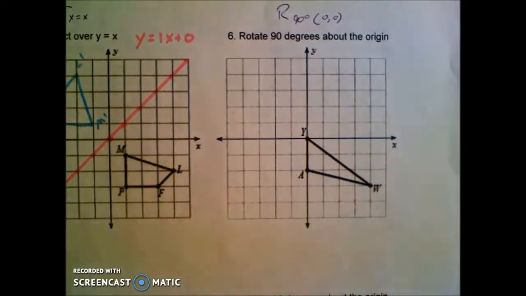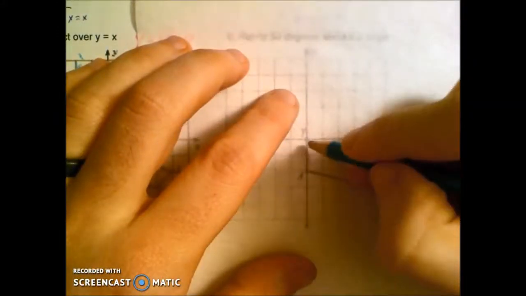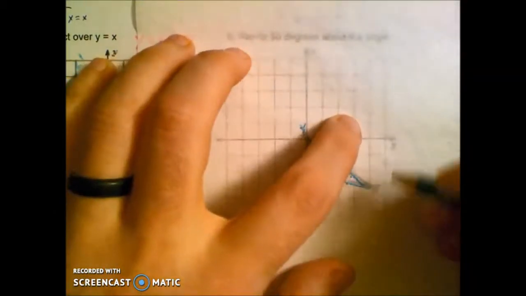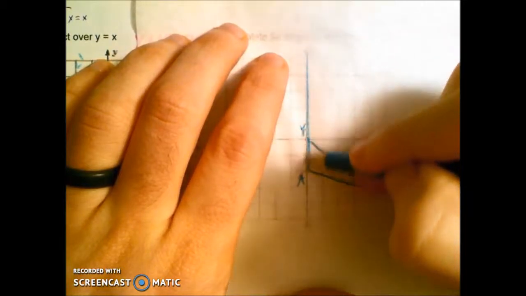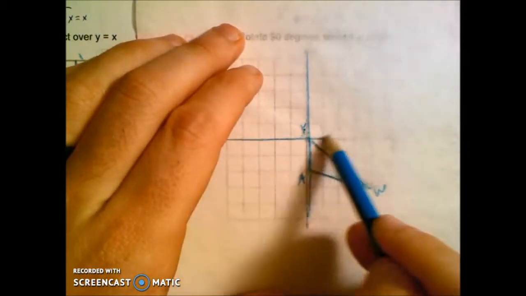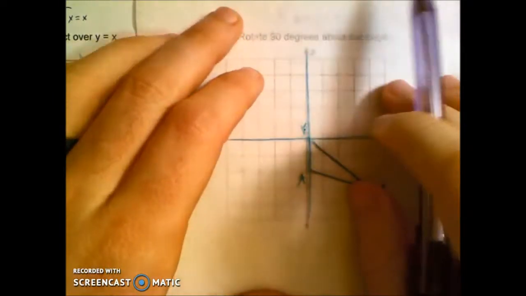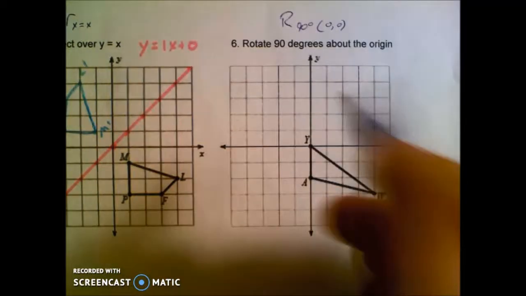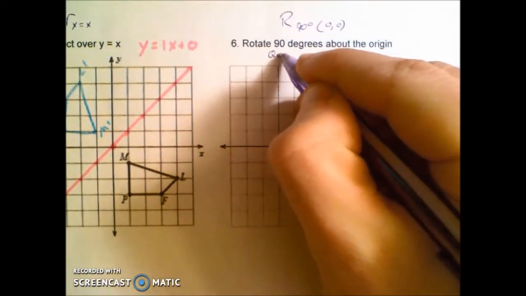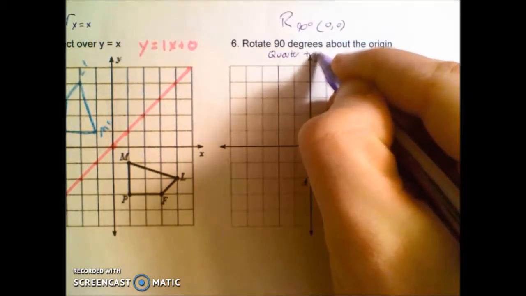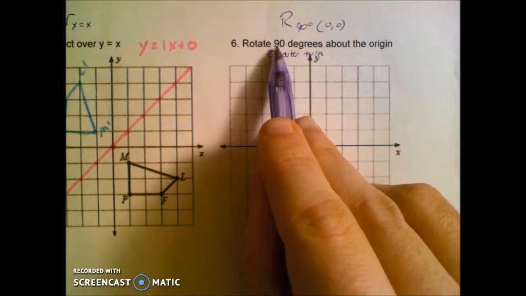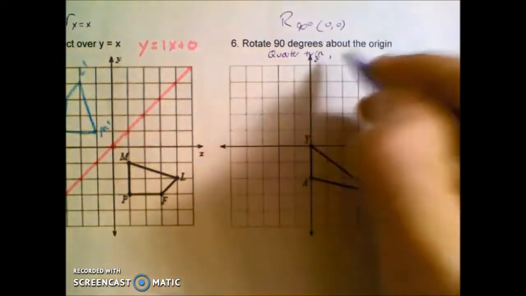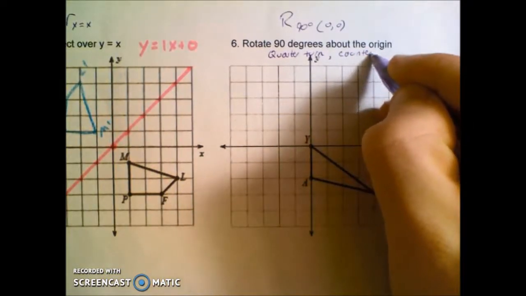To do this with transfer paper, start by, again, tracing your pre-image and labeling Y, A, and W. I'm also going to trace the X and Y axis, just like this. Okay? Now, it tells me that I need to rotate 90 degrees about the origin. Now, know that 90 degrees is a quarter turn, and that whenever it doesn't give me a positive or negative, we assume this is positive 90 degrees, and positive 90 degrees is always in the counterclockwise direction.